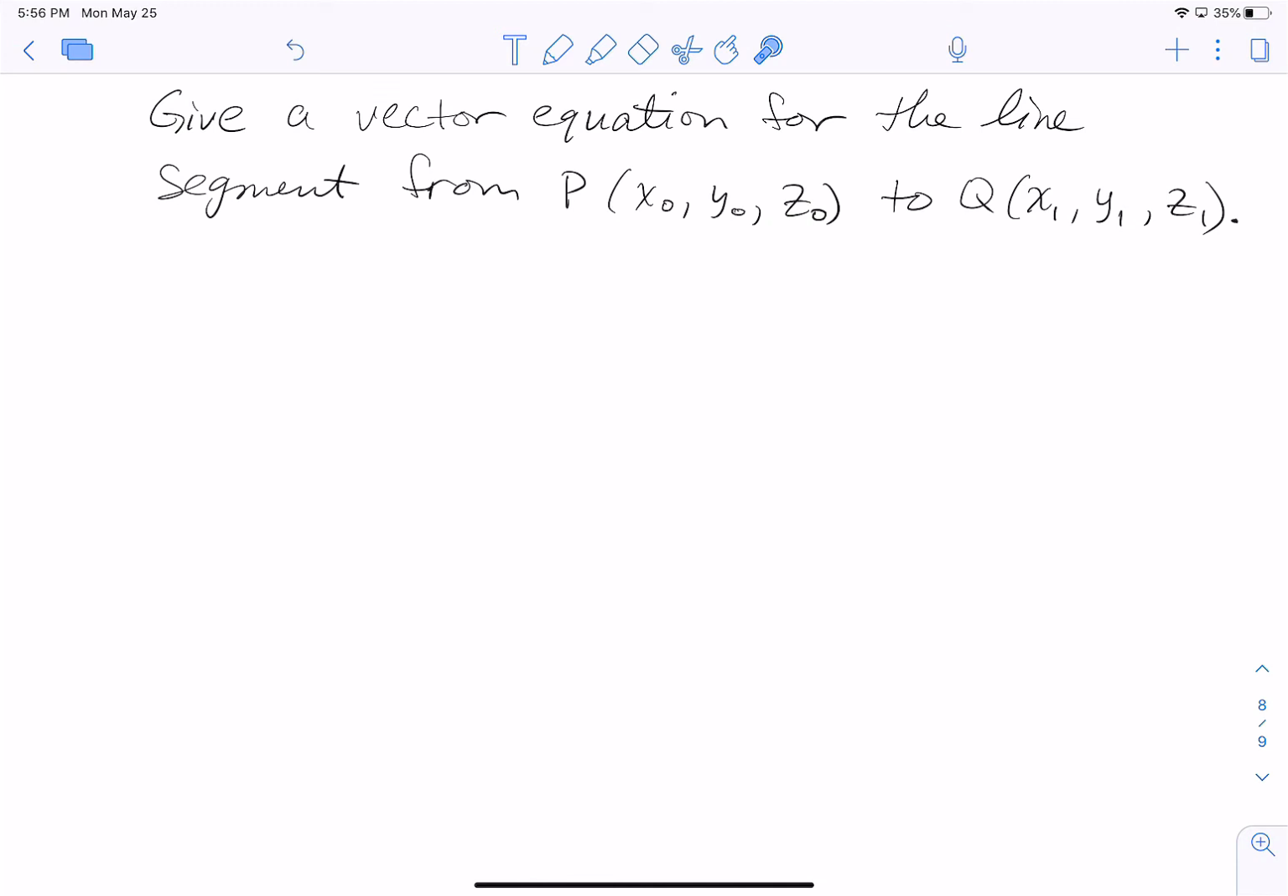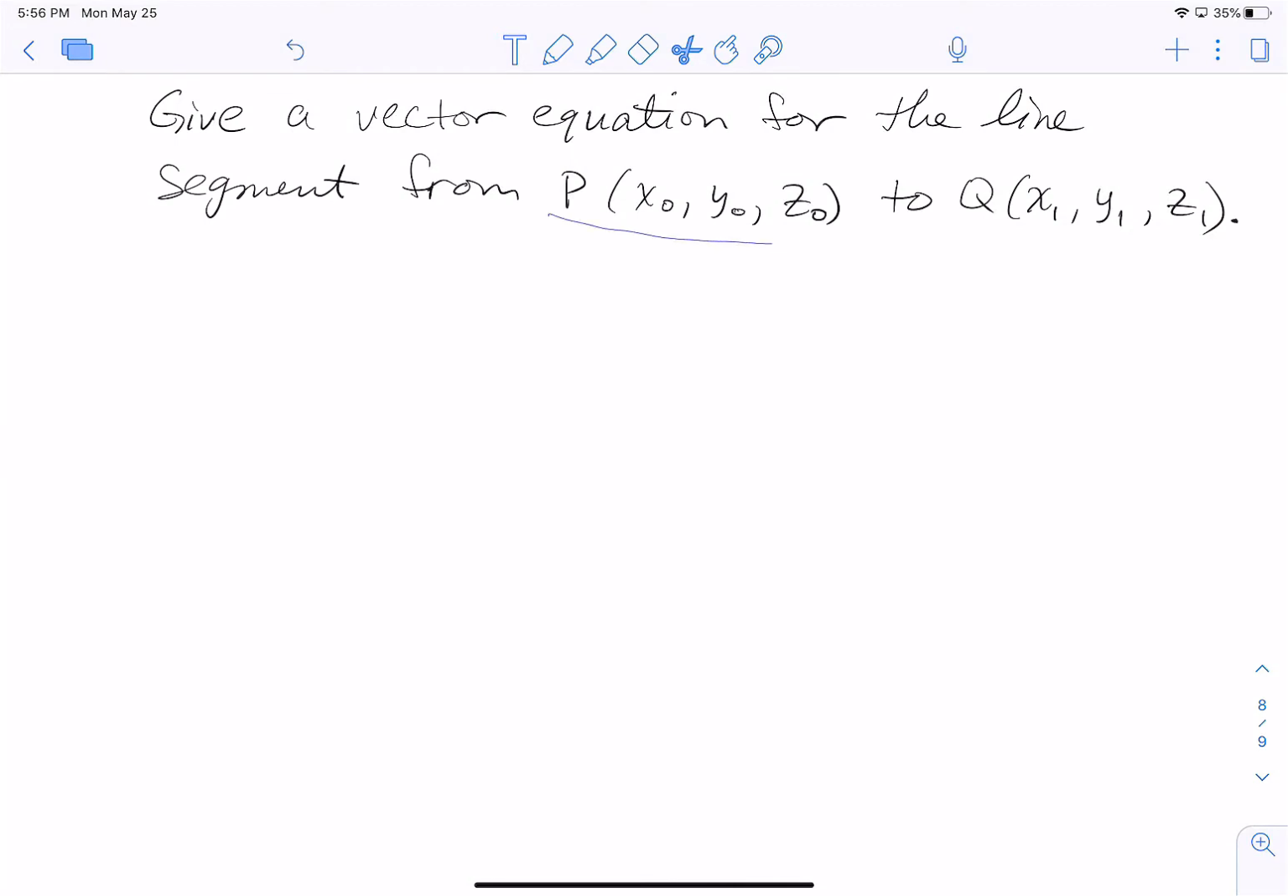Sometimes what we need is a line segment rather than an entire line. So here we're going to find a vector equation for the line segment from P to Q, where P has coordinates x0, y0, z0, and Q has coordinates x1, y1, z1.